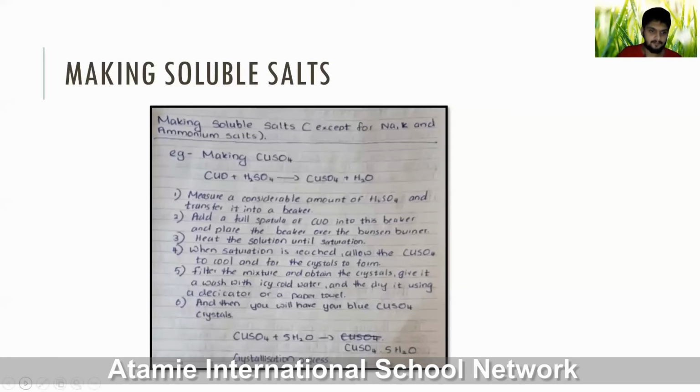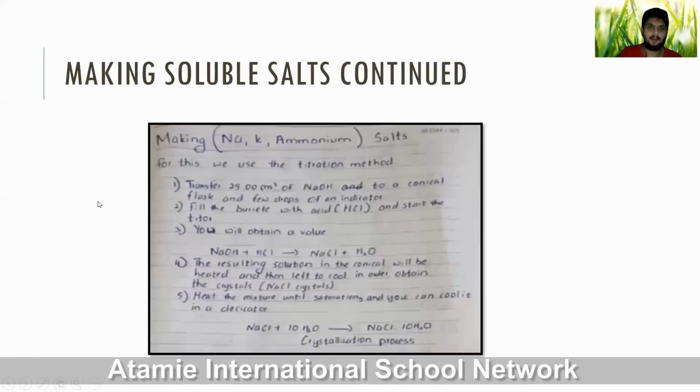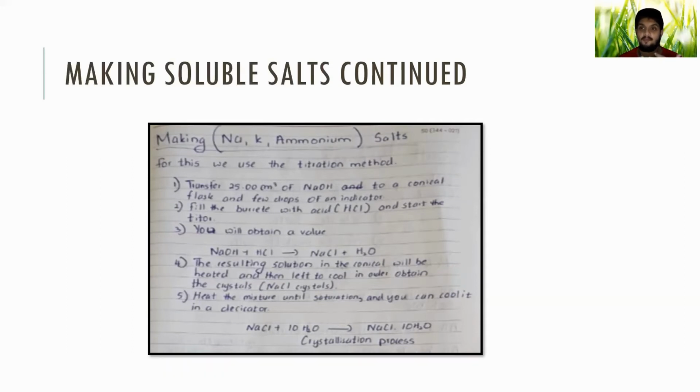All right. Moving forward. Now we come to the next type of soluble salts: how do we prepare sodium, potassium, and ammonium salts? It's a bit different. In the previous method, we took the two reactants, let them react together, then heated it, and obtained the crystals. But here we do a bit of a different thing. We use a titration method.